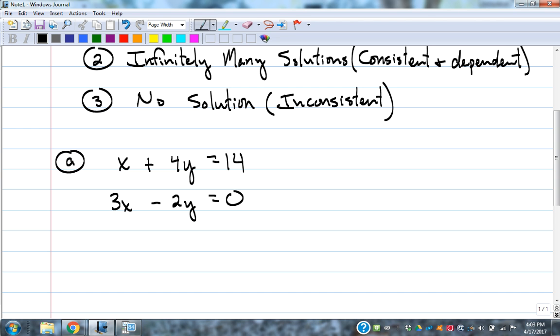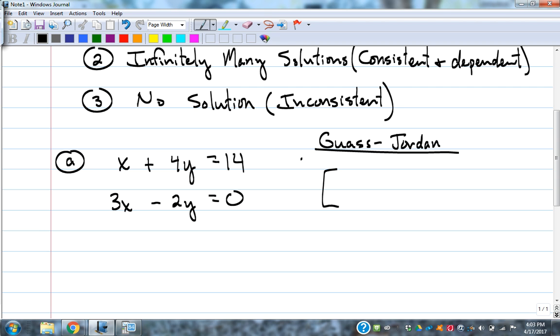Another way to solve would be the substitution or elimination method, which works fine. You may have done that some in high school math. That's also a decent way. It's a better way than graphing, but it's not quite as easy as using the Gauss-Jordan, G-U-A-S-S, method, which uses a matrix.